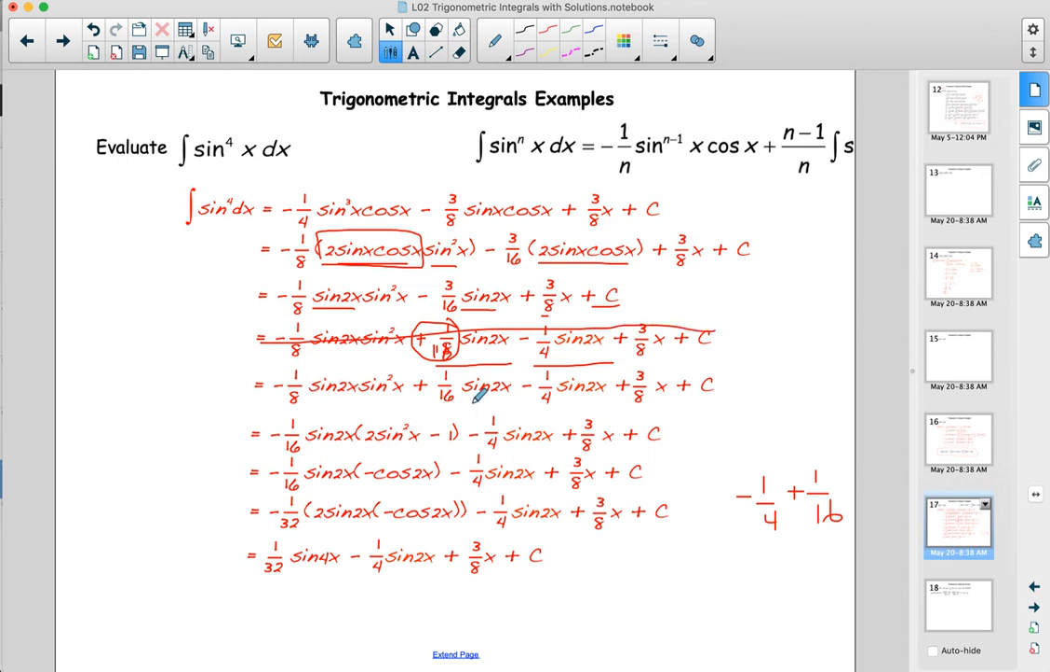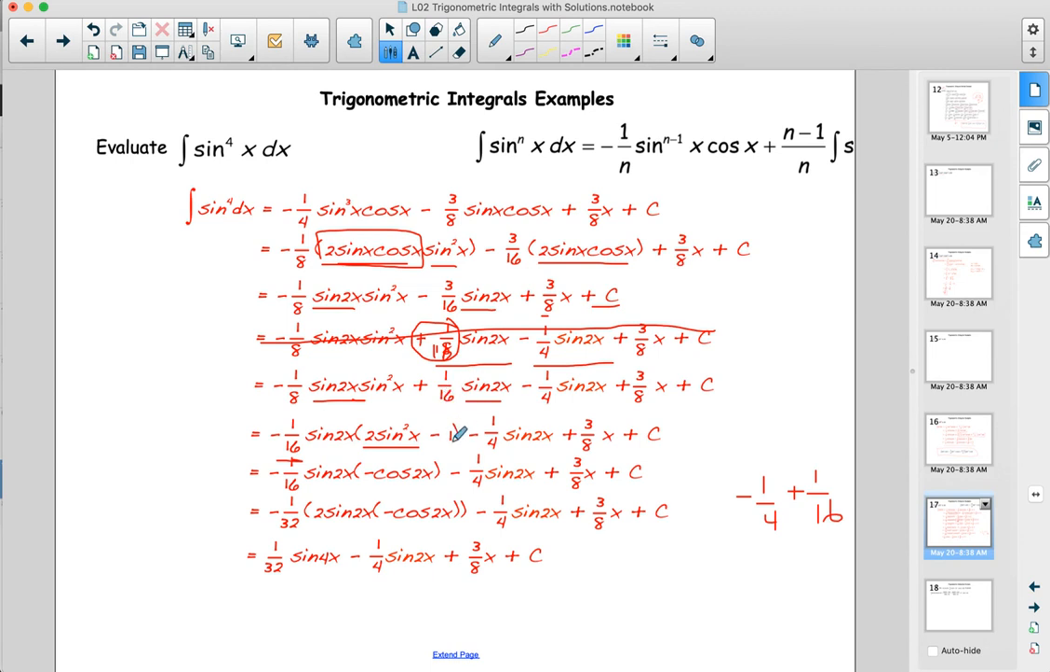So we split those two. And then what I'm going to note is I can factor a sine 2x out of these two. And I'm also going to factor out a negative 1 over 16. So if we factor out negative 1 over 16, we will be left with 2 sine squared x on this piece.